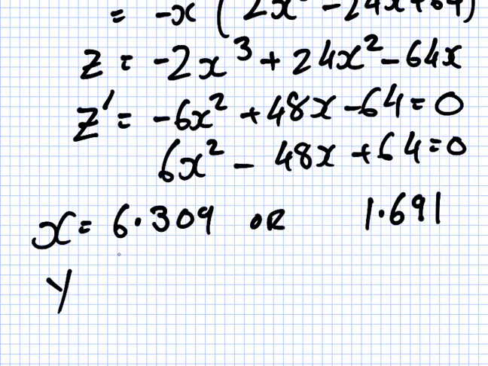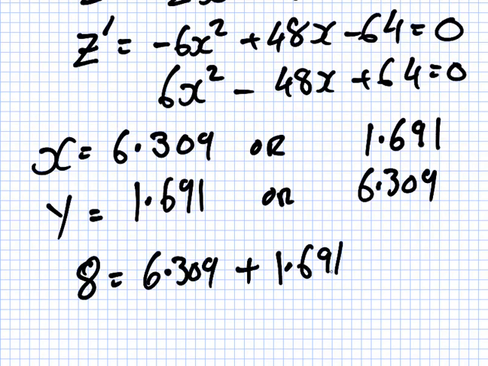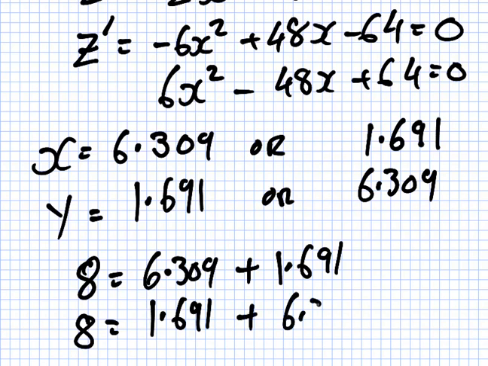So 8 minus 6.309 should be 1.691. And it is. So you get 1.691 or 6.309. So you get two answers. You could say 8 equals 6.309 plus 1.691, or the second answer, which is kind of silly because it's the same, 1.691 plus 6.309. So there's no need to write both answers down. So we'll not reject, but no need to write this one here.